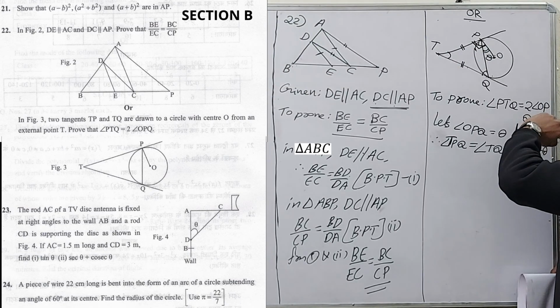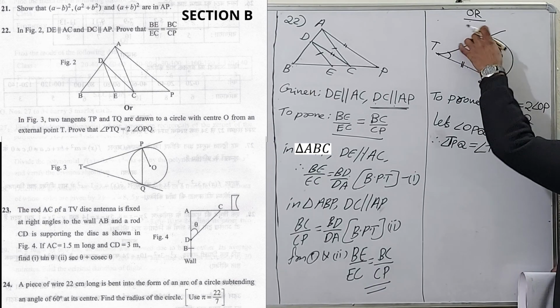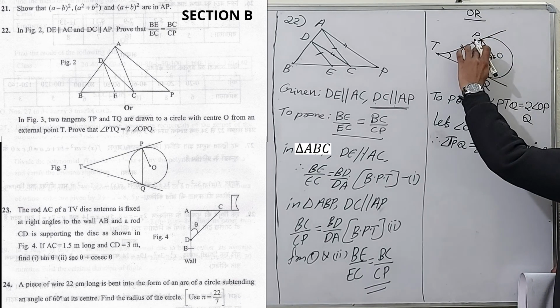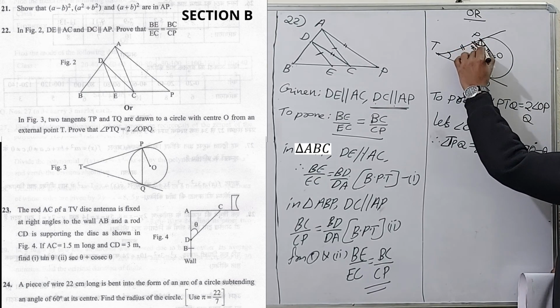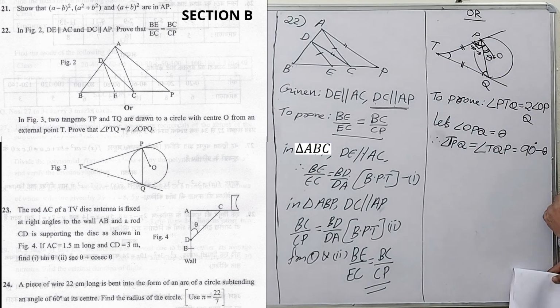Yes, if I am not mistaken. Then as this is theta, this remaining angle will be total 90 minus this angle theta. So these two angles will become 90 minus theta. If this is 90, then this is also 90 minus theta. That is why we write 90 minus theta.